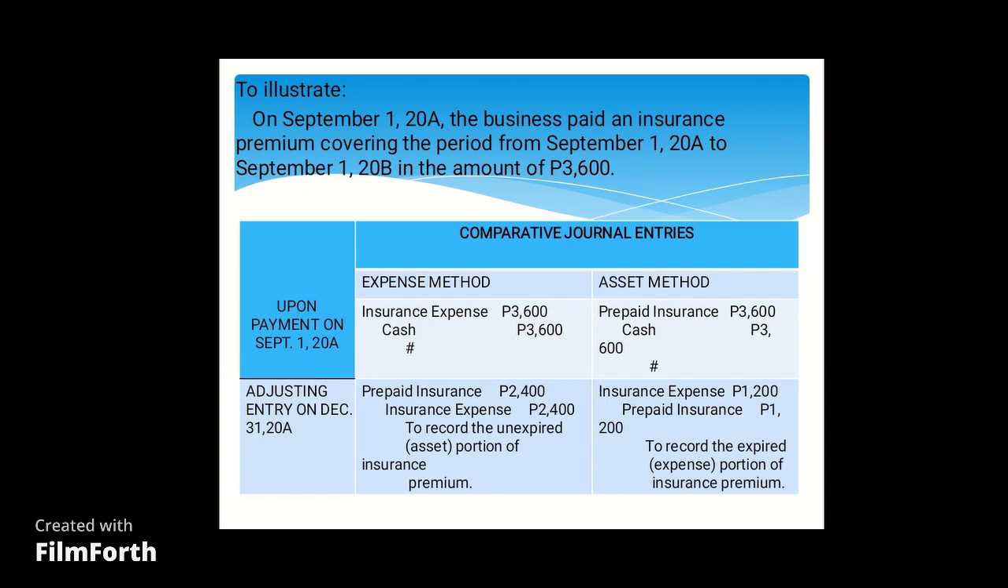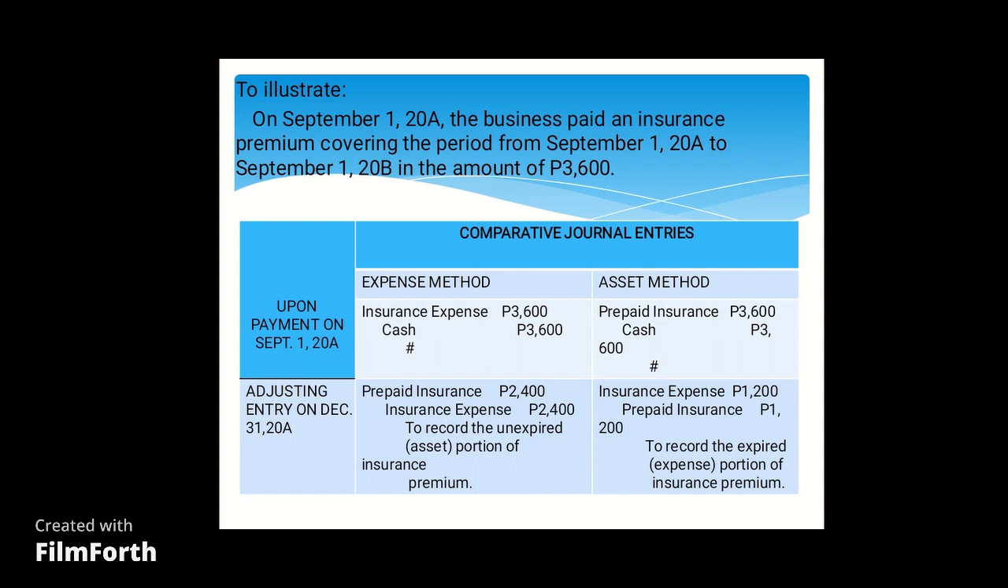So to illustrate, on September 1, 20A, the business paid an insurance premium covering the period from September 1, 20A to September 1, 20B in the amount of 3,600. The accounting period ends on December 31, 20A. So, regardless of which method will be used in recording the above payment, the 3,600 will become a mixture of asset and expense at the end of the period.